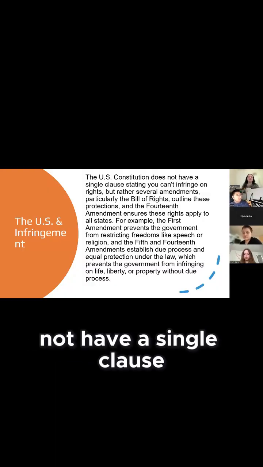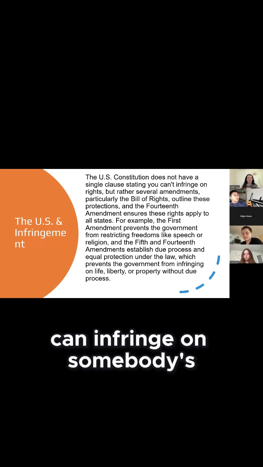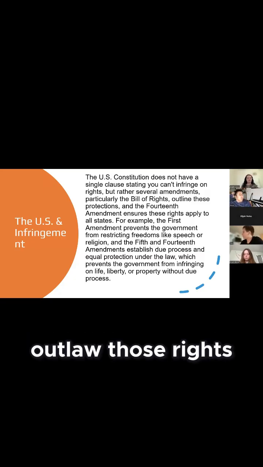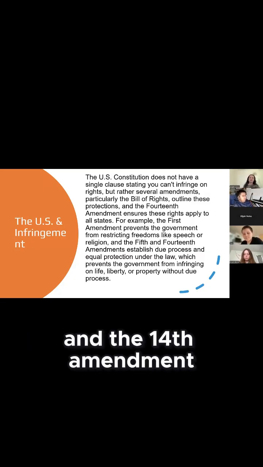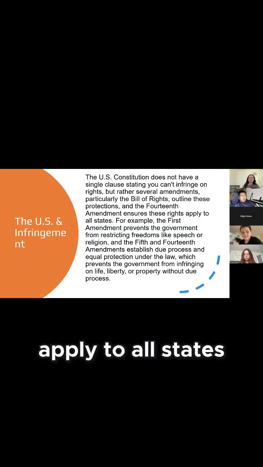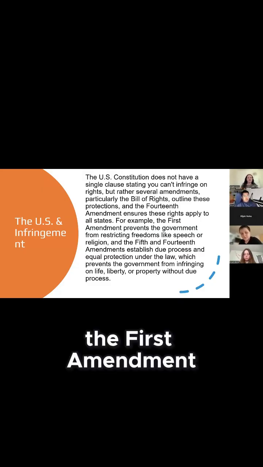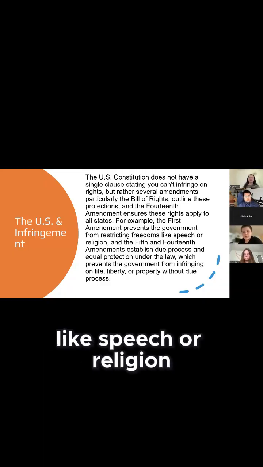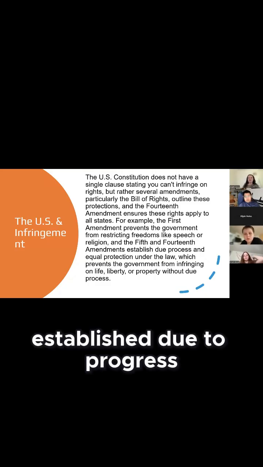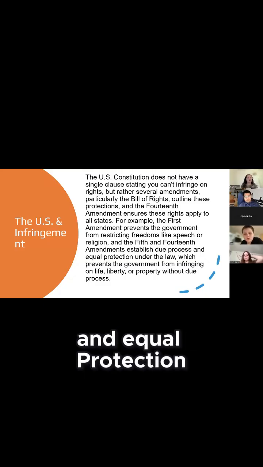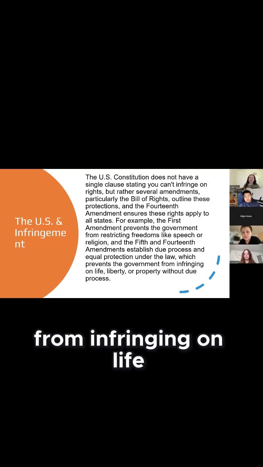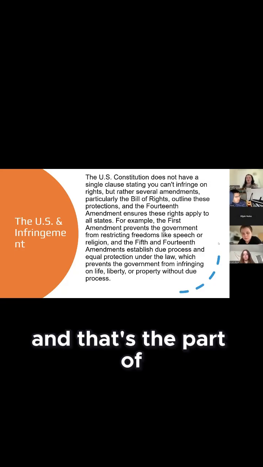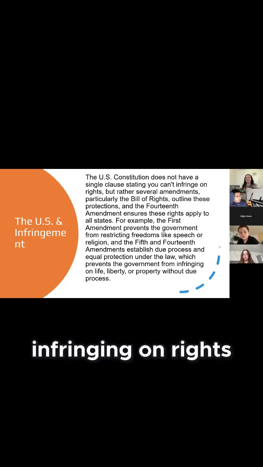The U.S. Constitution does not have a single clause stating that you can infringe on somebody's rights, but it has several amendments. You have the Bill of Rights, which outlines those rights, and the 14th Amendment ensures these rights apply to all states. For example, the First Amendment prevents the government from restricting freedoms like speech or religion, and the 5th and 14th Amendments establish due process and equal protection under the law, which prevents the government from infringing on life, liberty, or property without due process. And that's the part of infringing on rights in the US.